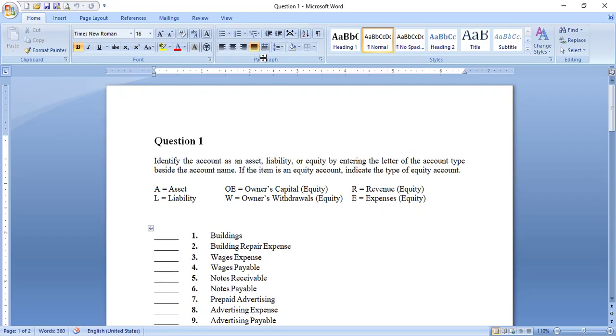Building, what account will that be? Building definitely will be an asset account. Building repair expense, expense account. Wages expense, expense account. Wages payable, liability account. Note receivable, asset account, correct. Note payable.